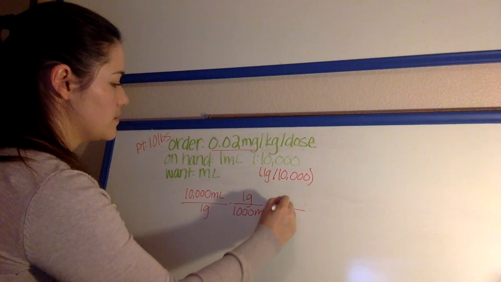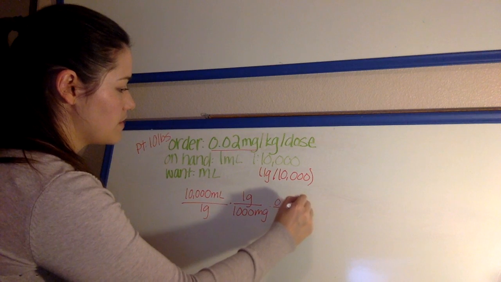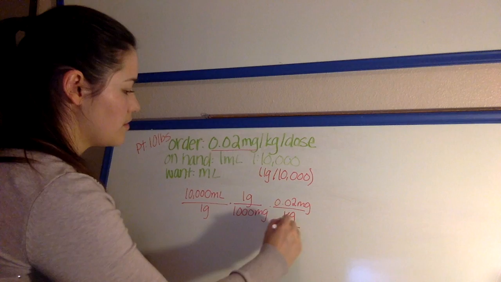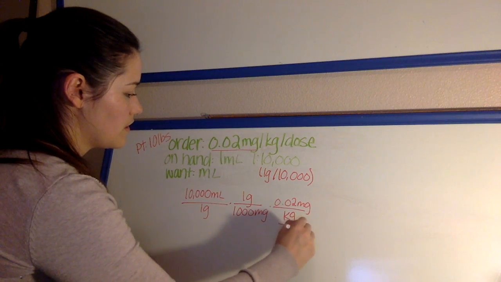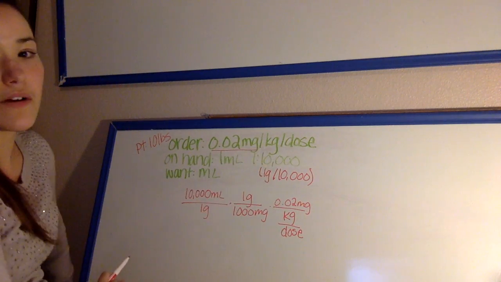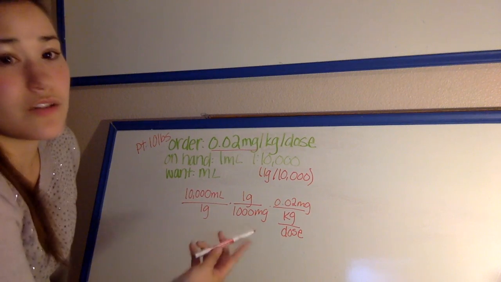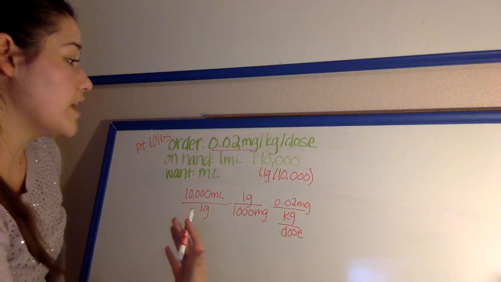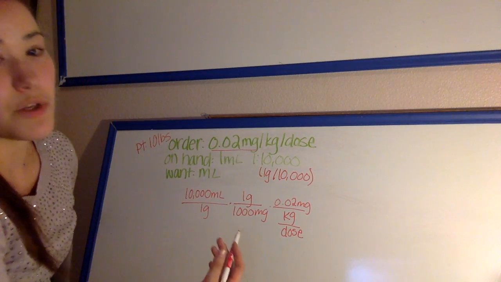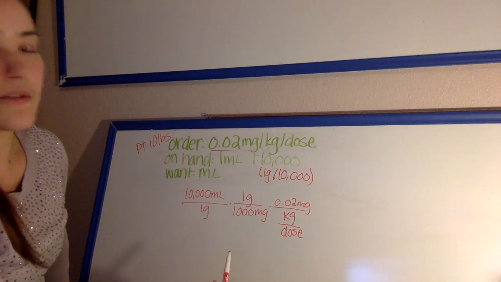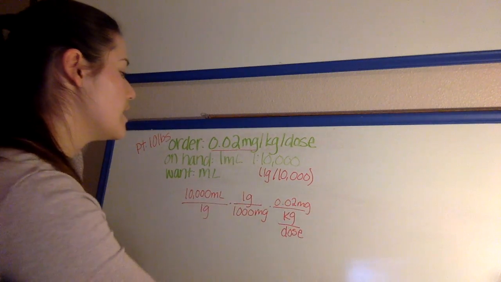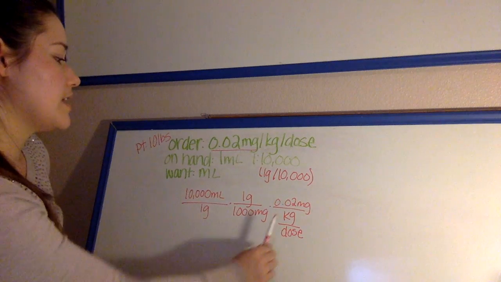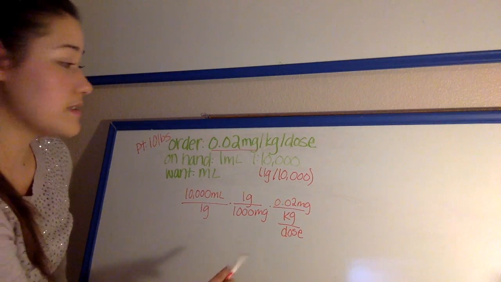And now I can take my 0.02 milligrams, and here I'm going to write my per kilogram per dose, because that's how the equation is written out here. This might confuse you a little bit. This is just how I do my math problems, so however it works for you, just stick with it. I don't want you to mess up your math because you're trying to do it my way. As of now, I found a way to cancel out my grams and my milligrams. Now I need to find a way to cancel out my kilograms.